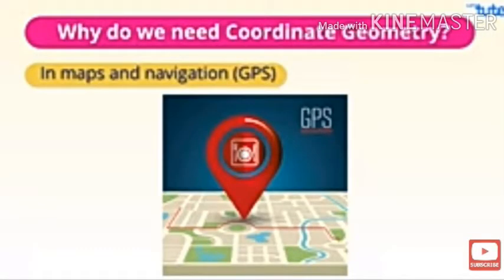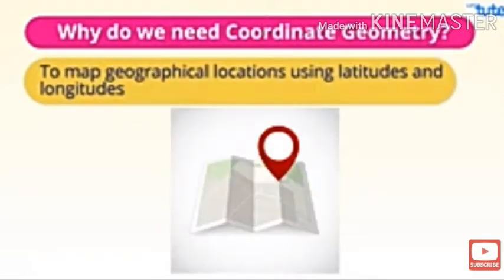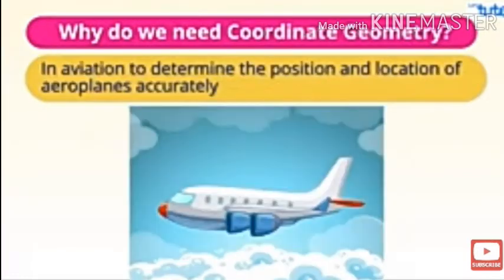Why do we need coordinate geometry? First, in maps and navigation; in digital devices like computers and mobile phones, to locate the position of the cursor or finger; to map geographical locations using latitudes and longitudes; and in aviation, to determine the position and location of an airplane accurately.